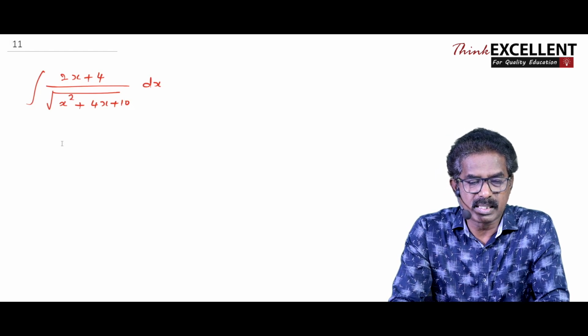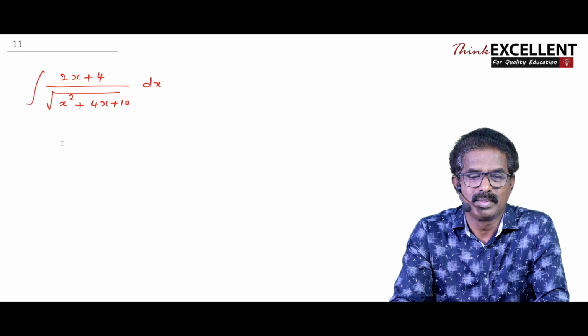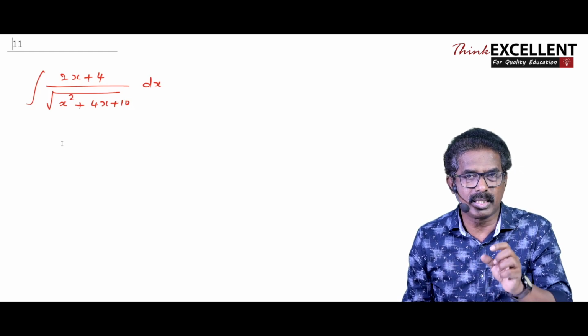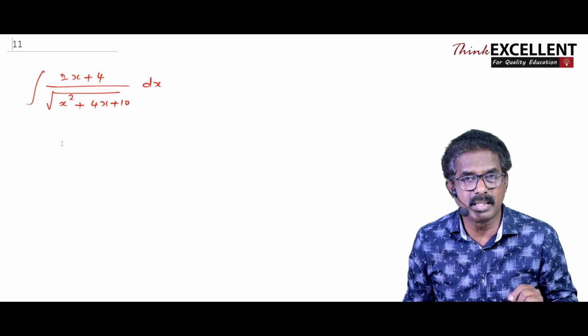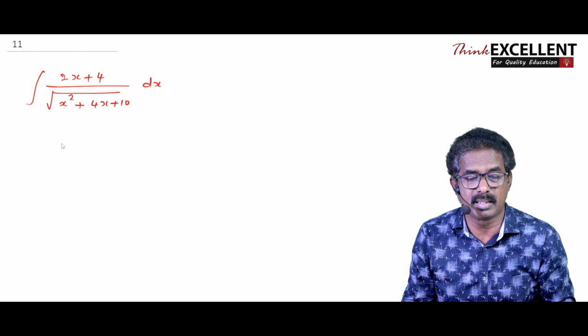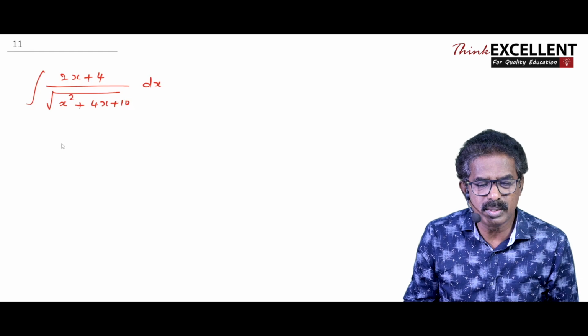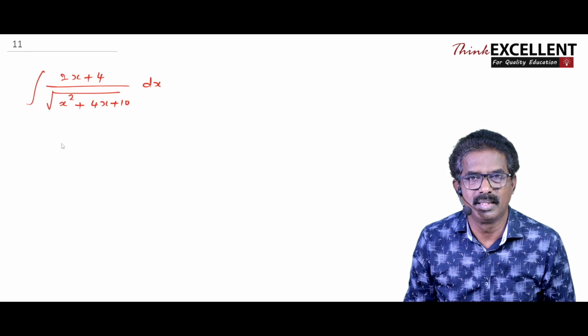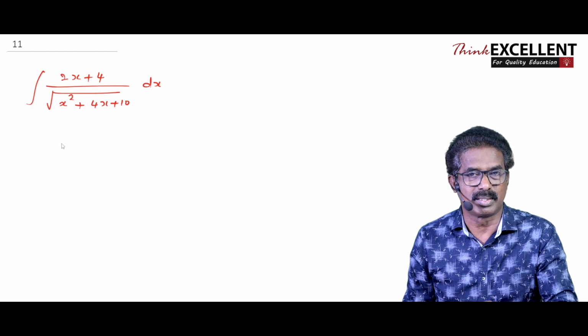Integral 2x plus 4 by root of x square plus 4x plus 10. So how can you do this? One type of question we have, numerator is equal to a into derivative of denominator plus b, where the denominator is the term inside the root. Can you do this in some other easy method? Just think about it. This is just a 1 mark question.